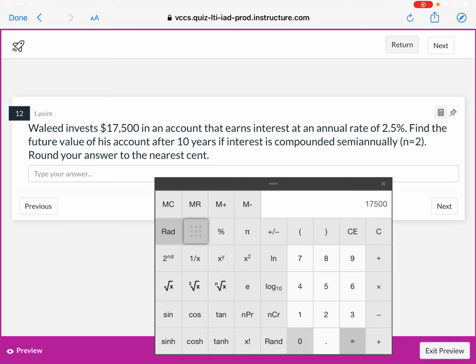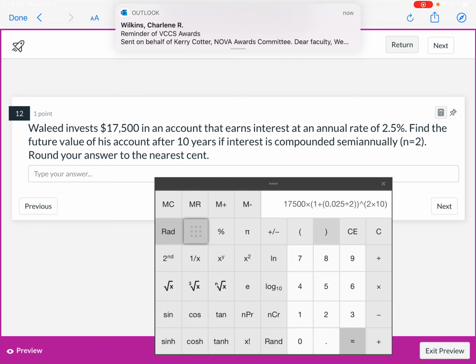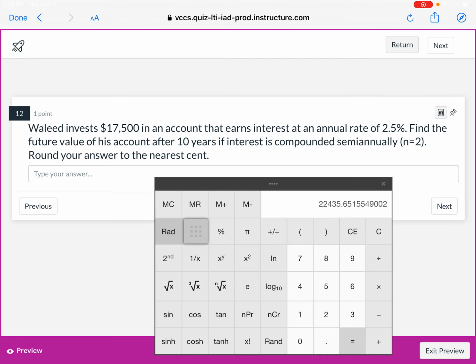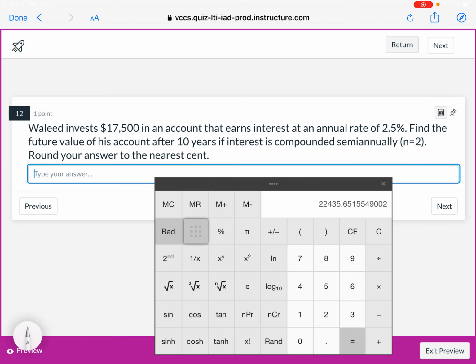17500. That's the right one, right? Times parenthesis 1 plus parenthesis 0.025 divided by 2, close 2 parentheses, and let's raise this to an exponent of 2 times 10. I just typed the whole thing in there and I hit enter. Waleed is going to have, looks like my zip code, 22435.65 cents. That's pretty good. That's pretty good. Okay, let me type the answer in.